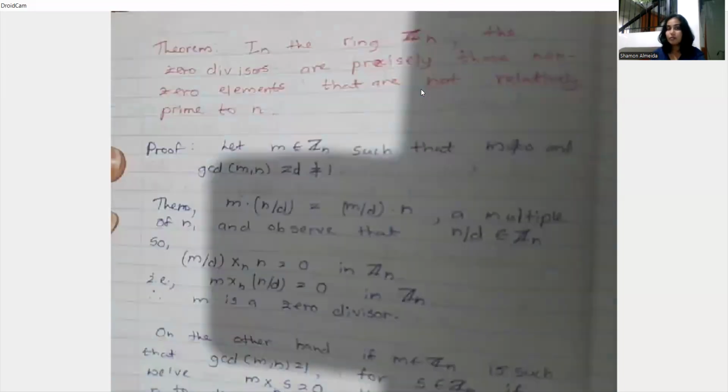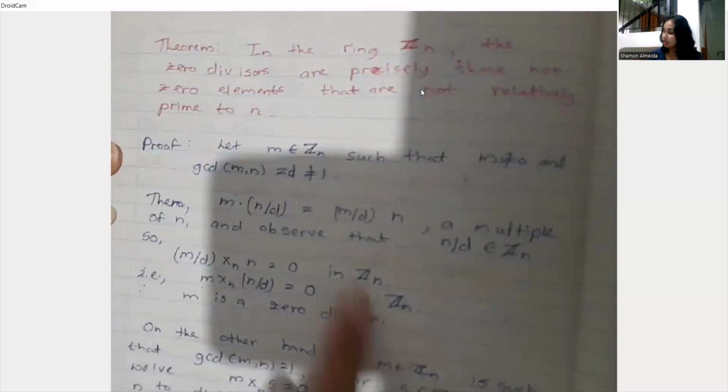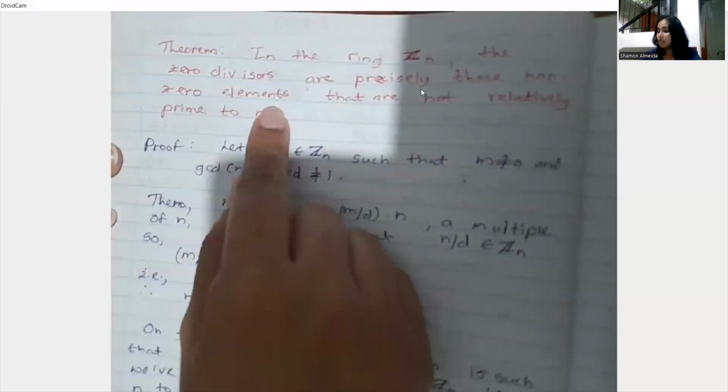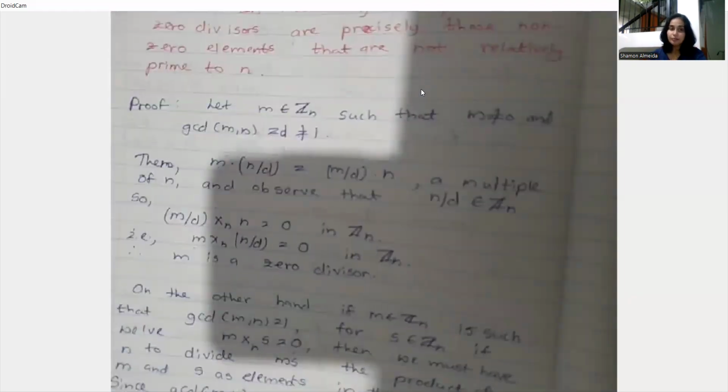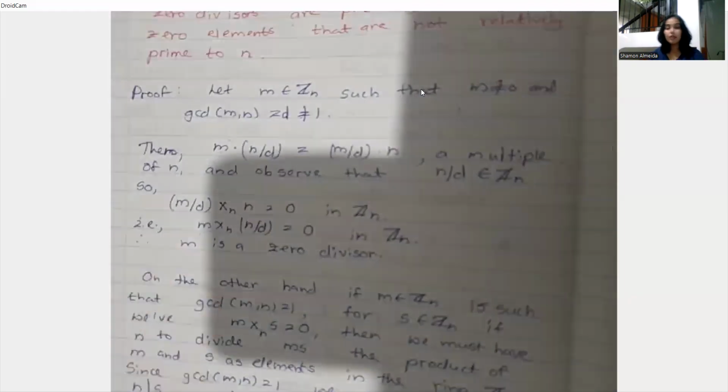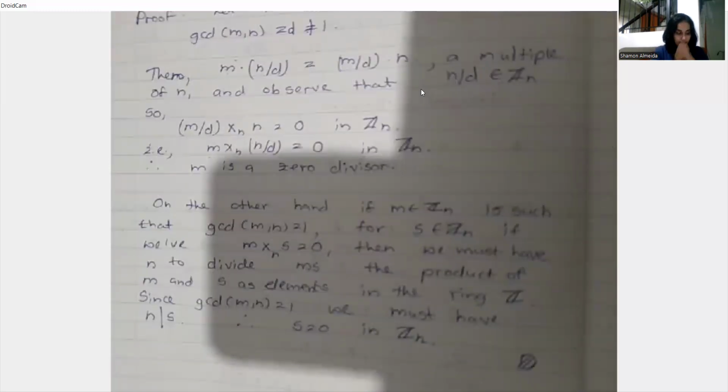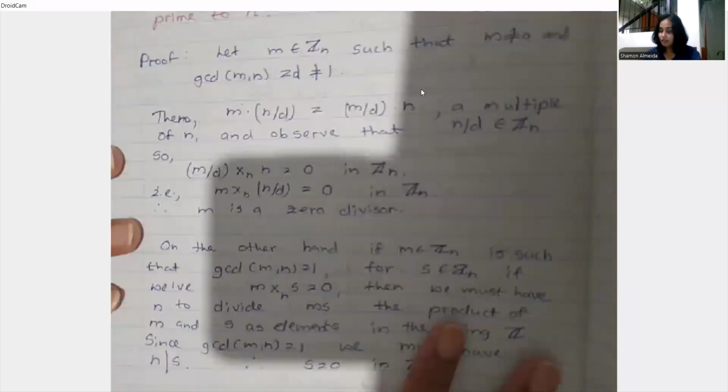Then we went over some examples where we actually saw 0 divisors. And the theorem which we proved last time, that was the last thing to discuss: in the ring Zn, the 0 divisors are precisely those non-zero elements that are not relatively prime to n. And we did the proof of this, and we had to continue from here. Let's go over the proof also very briefly.